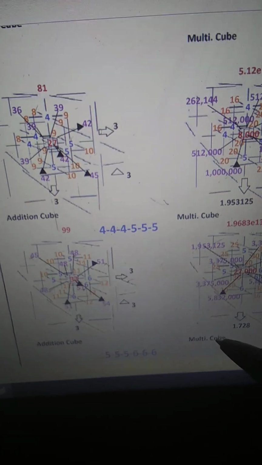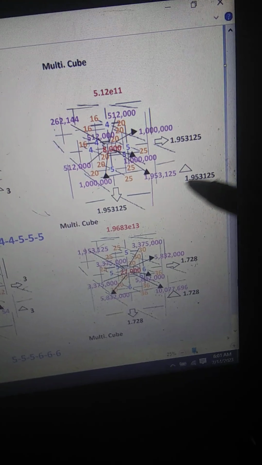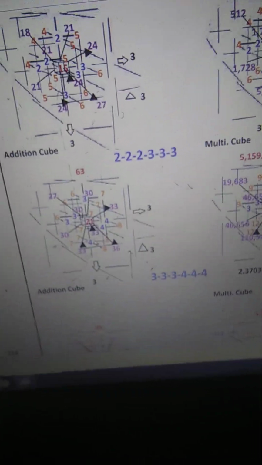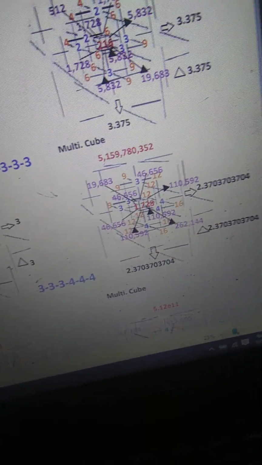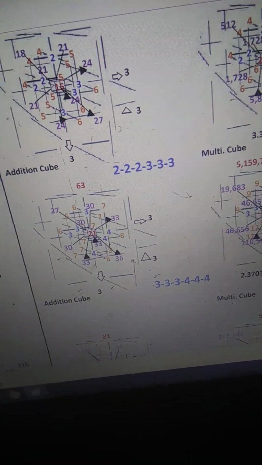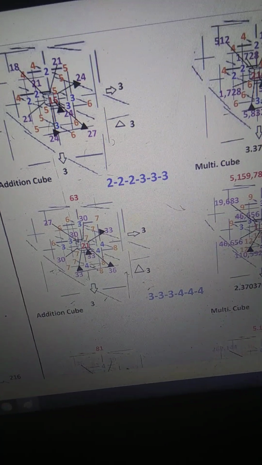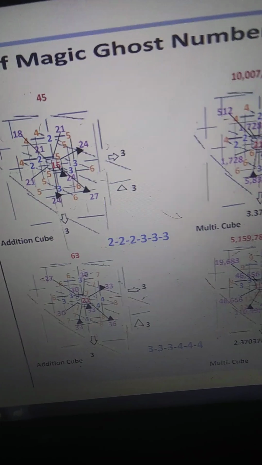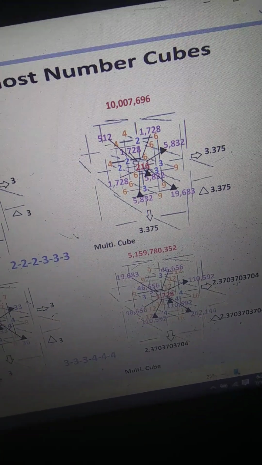There's a 3, 3, 3 going across. They all share a commonness: 3, 3, 3. The multiplication form is 2.3, 2.3, 2.3 in that case. And in this case, 2, 2, 2, 3, 3, 3. They all share 3, 3, 3 going down in addition form, and 3.3 going into each other in the multiplication cube.